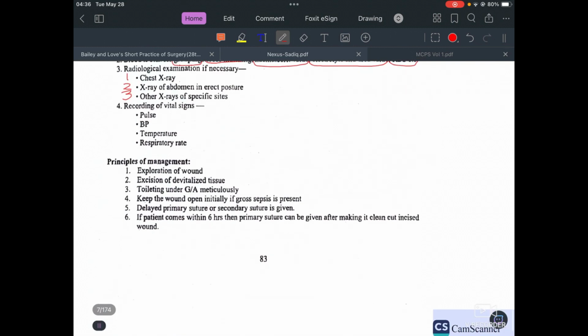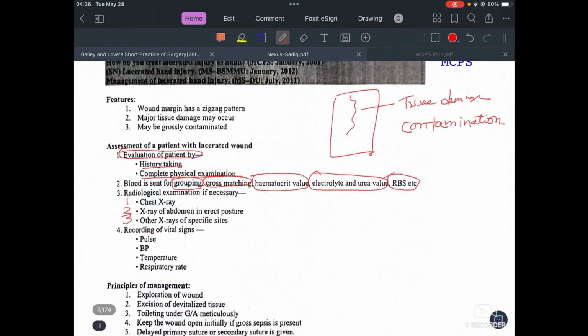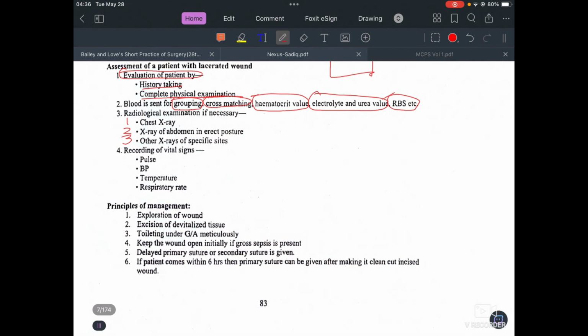Now principles of management of lacerated wound. At first we have to do exploration of the wound, excision of the devitalized tissue, what we call debridement, and toileting under general anesthesia meticulously. So this is a very important point that we have to go through meticulous toileting under general anesthesia. Keep the wound open initially if gross sepsis is present. Delayed primary suture or secondary suture is given.